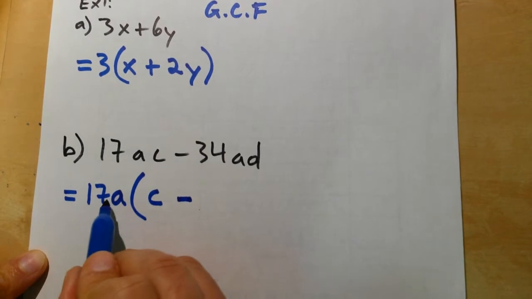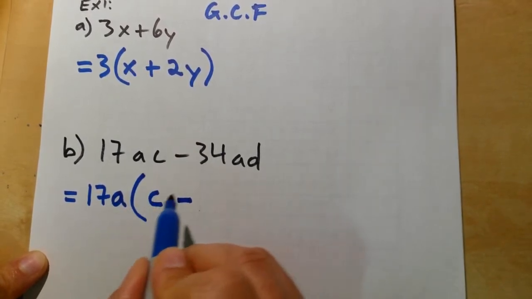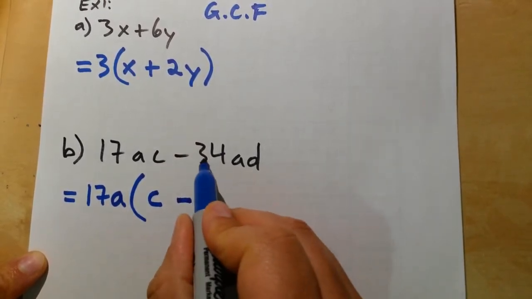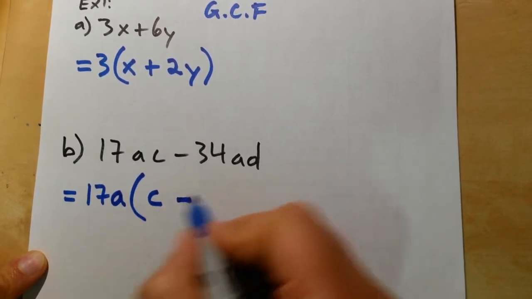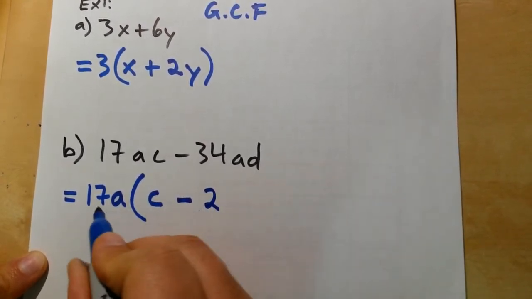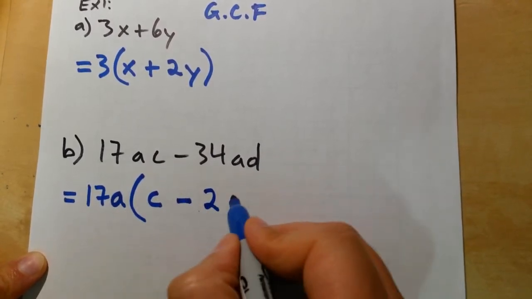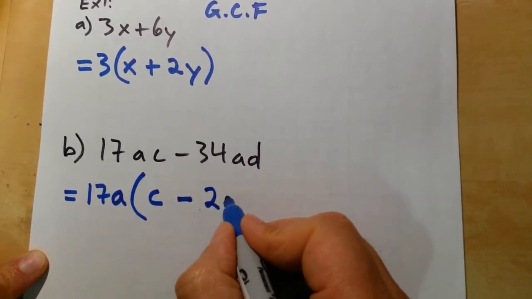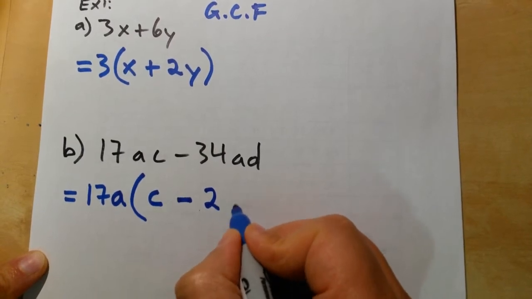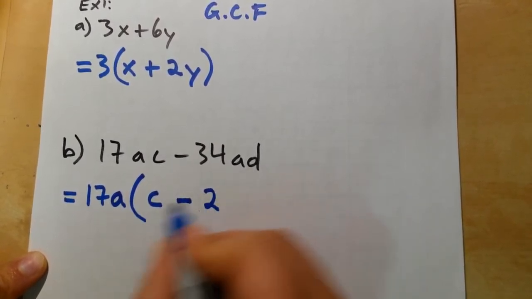Now, 17a multiplied by what in order to get 34ad? Well, 17 times 2, let's start with the coefficients. 17 times 2 gives us 34. A times what will give us a? Well, a times 1. So I don't need to write the 1 there, right? But a times 1 will give us a, okay?